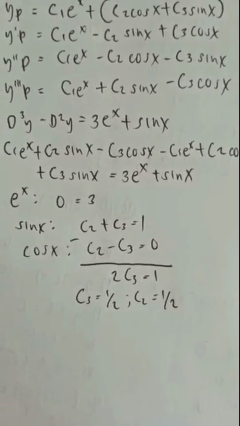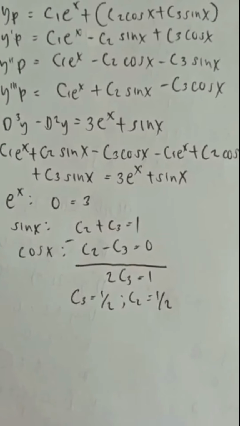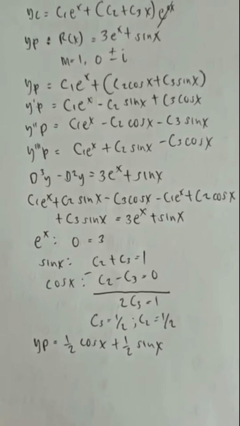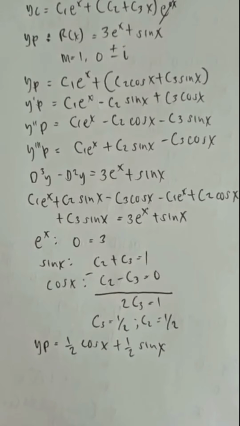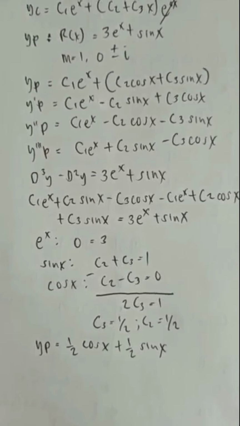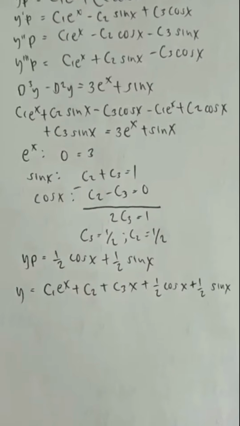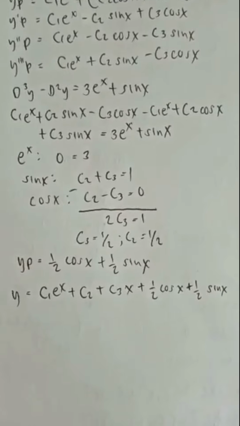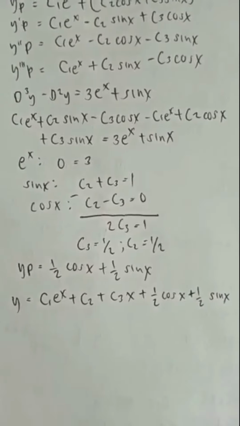Tapos dun sa C2 plus C3 is equal to 1, substitute natin yung 1 half para mahanap natin yung value ng C2, which is 1 half. So yung YP natin is equal to 1 half cosine x plus 1 half sine x. Nawala na yung C1 e raised to x kasi 0 yung value nito. Para sa y is equal to yc plus yp, magiging y is equal to C1 e raised to x plus C2 plus C3x plus 1 half cosine x plus 1 half sine x.